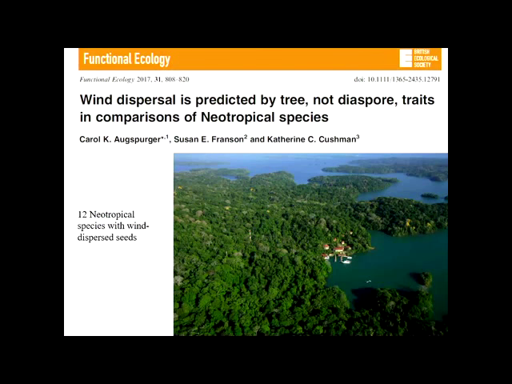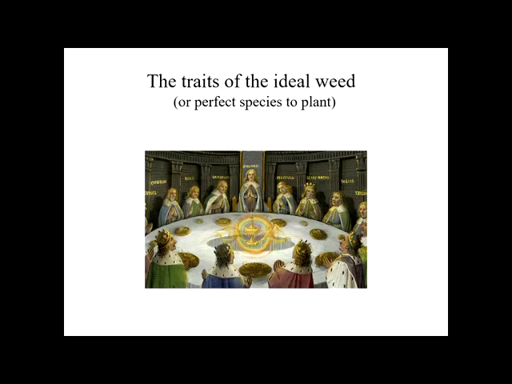And just in case you're thinking that it's my science that's a bit funny, it was quite nice. Last year, Carol Augsburger and other people from Barro Colorado Island published basically the same thing based on 12 neotropical species that had wind-dispersed seeds. They didn't cite us, but so there you go. It's a completely independent discovery of exactly the same thing.